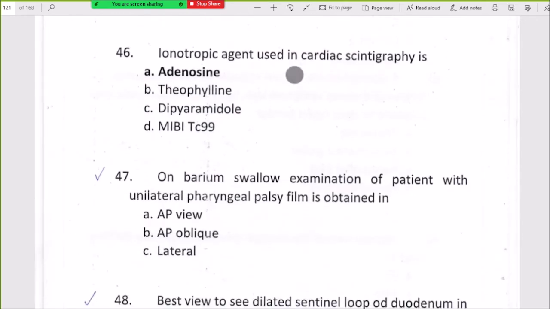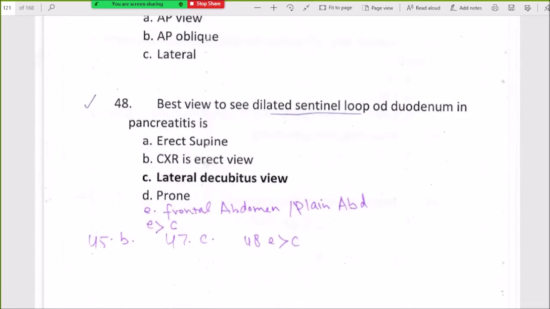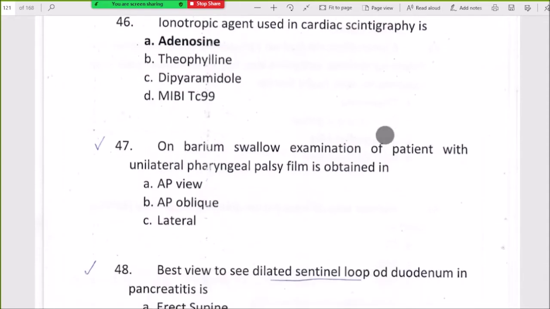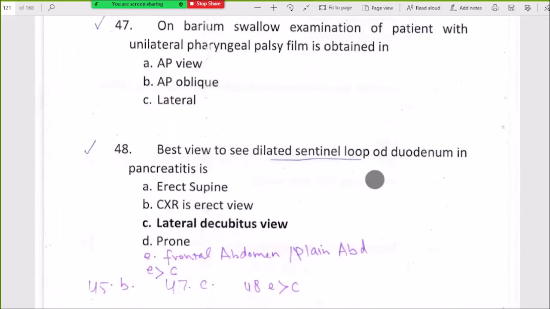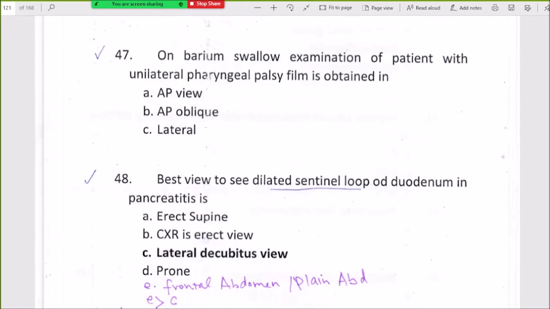46. Inotropic agent used in cardiac sonography is adenosine. 47. Barium swallow examination of a patient with unilateral brachial palsy, the view obtained is AP. Unilateral brachial palsy phenomenon obtained in X-ray, AP is the answer.